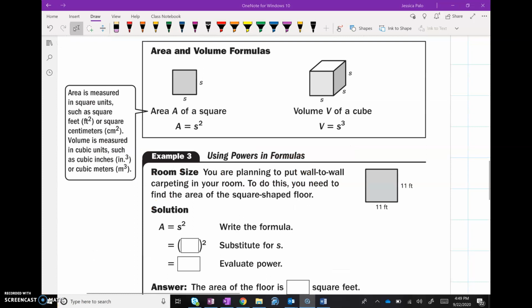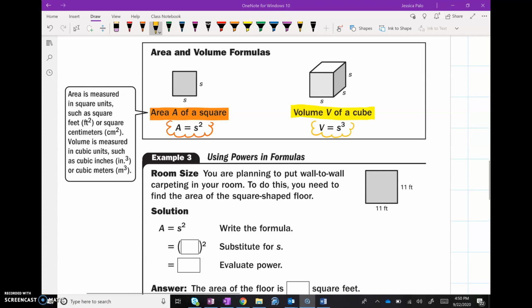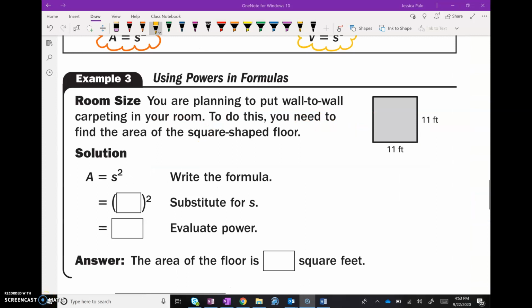Now this is the section where we're going to talk about formulas. The two formulas we're going to talk about are the area of a square and the volume of a cube. Since squares and cubes have side lengths that are all the same, we can use exponents to represent our formulas. So you are planning to put wall-to-wall carpeting in your room. To do this and to purchase the correct amount, you're going to need the area of your square-shaped floor.